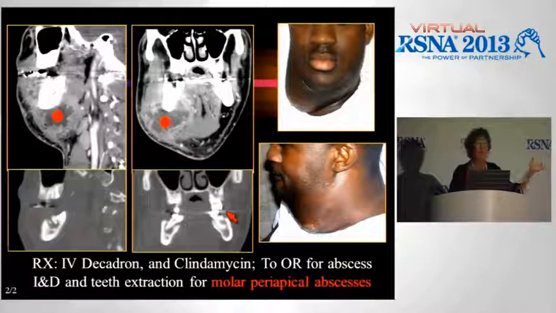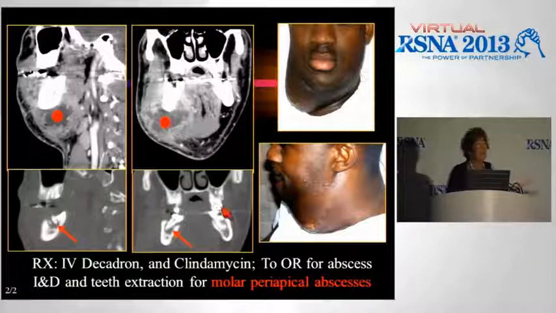But you always want to look at your bone windows. You know what teeth are involved. So here you see these periapical abscesses involving the posterior molars. The teeth are sort of floating around in the sockets.